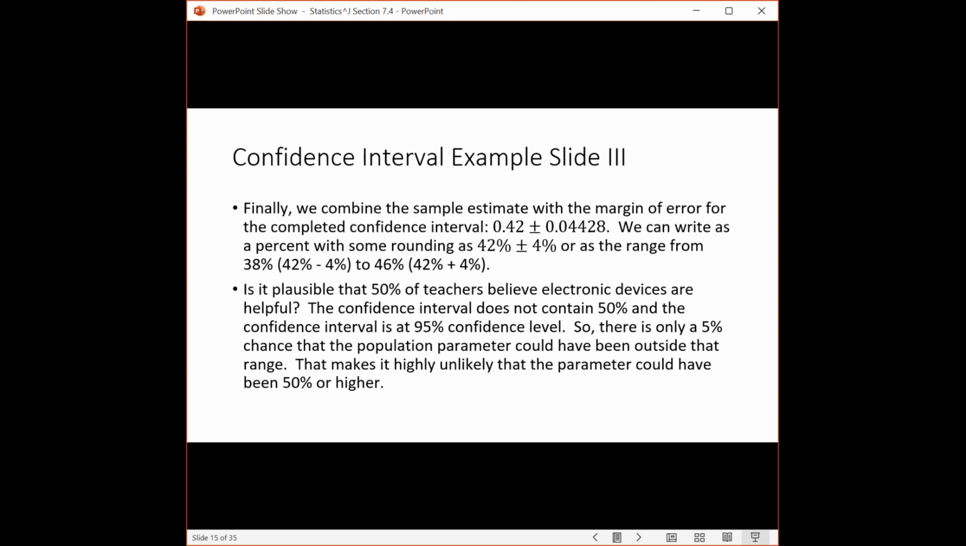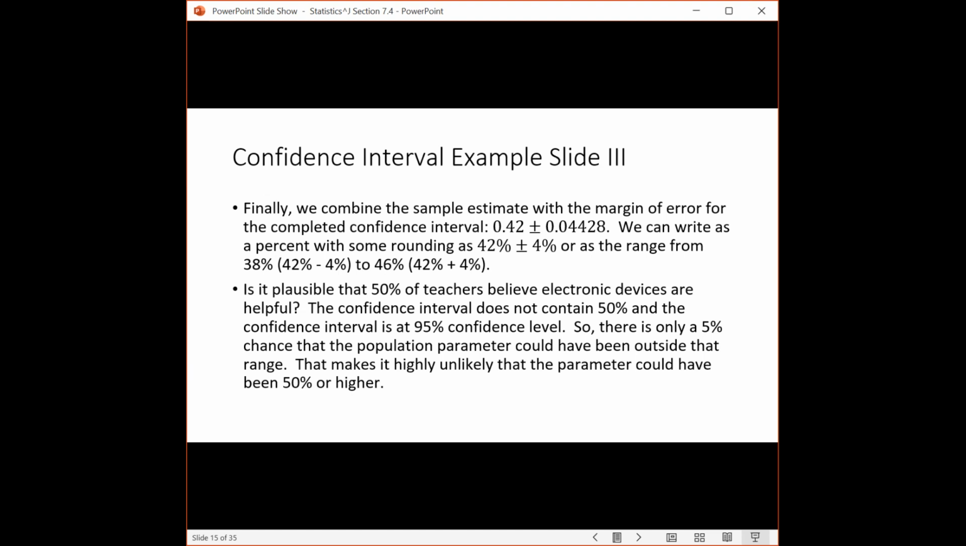That's how to tie it all together: once you've got that interval, you can interpret it with the confidence level as a probability. There's a 95% chance that we've captured the population parameter in that 38 to 46% range. And then the question is, is it plausible that the actual percentage of teachers who believe electronic devices are helpful is 50% or higher?